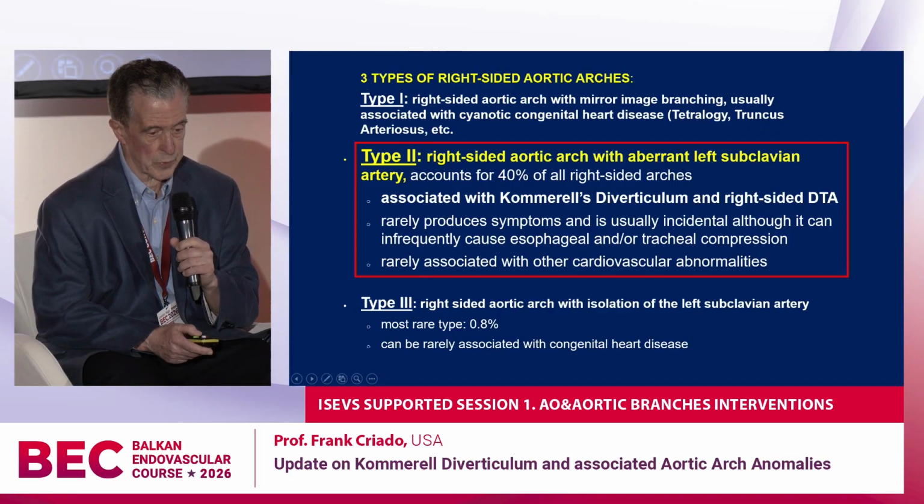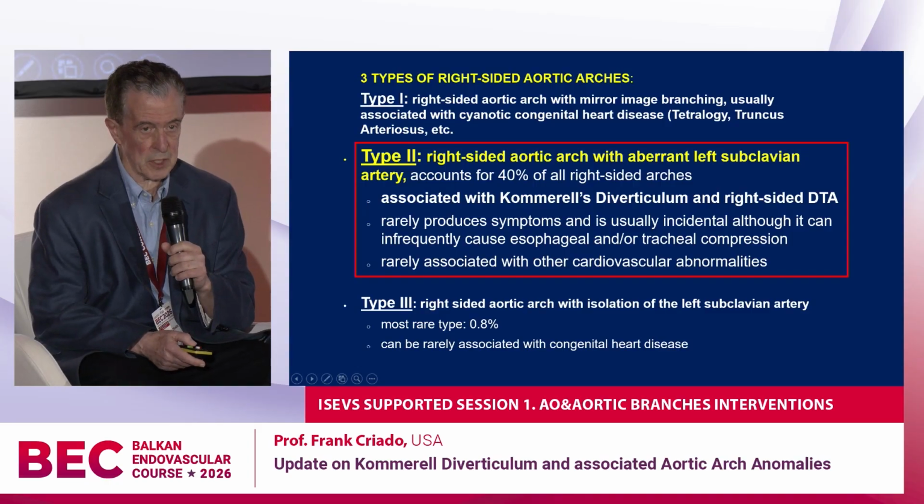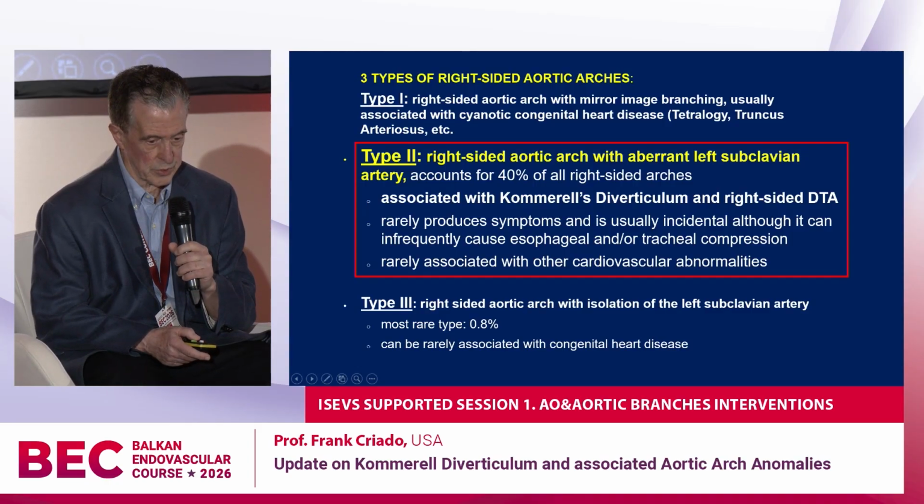It accounts for 40% of all right-sided arch cases. It is associated with a Kommerelli's and a right-sided descending thoracic aorta as well. The descending thoracic aorta courses in the right side of the chest, not the left. It rarely produces symptoms and is usually incidental, although, as a finding, it can infrequently cause esophageal or even tracheal compression. Rarely, it is associated with other cardiovascular abnormalities or anomalies.